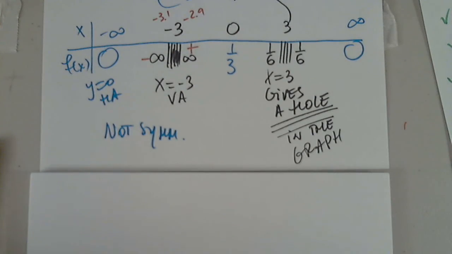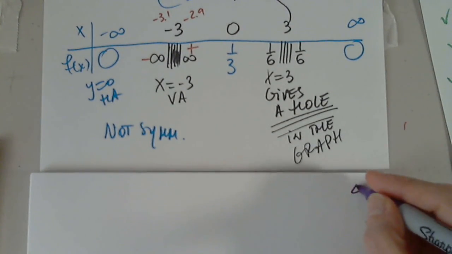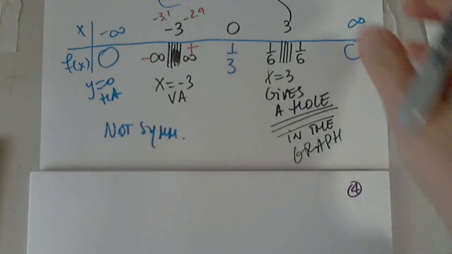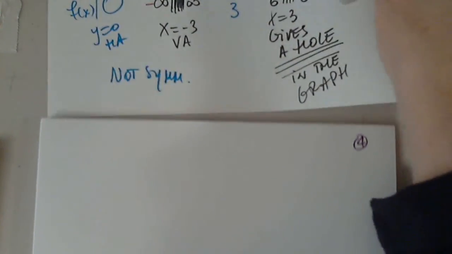Which page am I on? How am I with time? Perfect. 18. Okay. So let's graph.